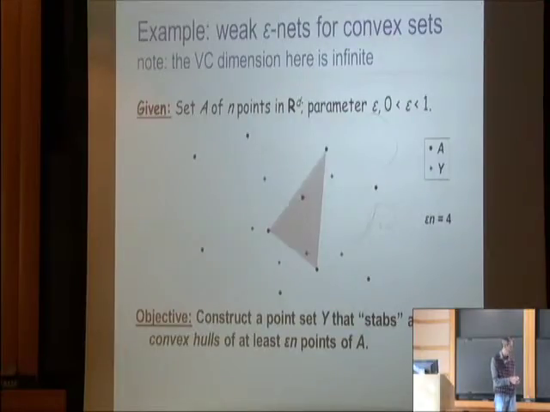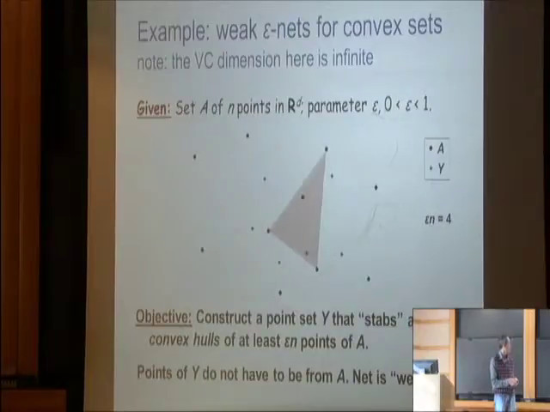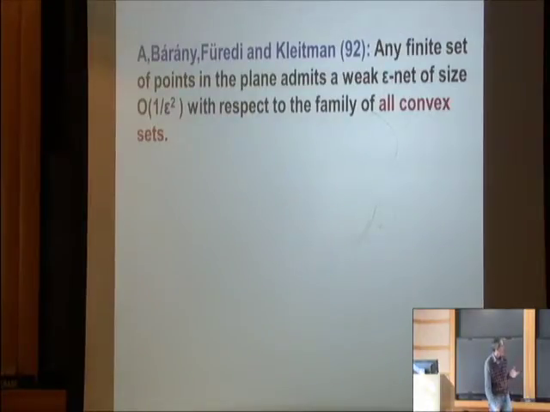And in fact, this is true. This is an ancient result with Barany, Furedi, and Kleitman: any finite set of points in the plane admits a weak epsilon net of size constant, 7 let's say, over epsilon squared, with respect to the family of all convex sets. Here, this epsilon squared is not necessarily tight. And there are some analogous results for higher dimensions as well. So whenever you give me a big set of points in the plane, and you give me some epsilon, I can choose some 7 over epsilon squared points in the plane. These points are not necessarily part of the original points. And whenever a convex set contains an epsilon fraction of the points we started with, then it contains one of the new points that I'll choose.